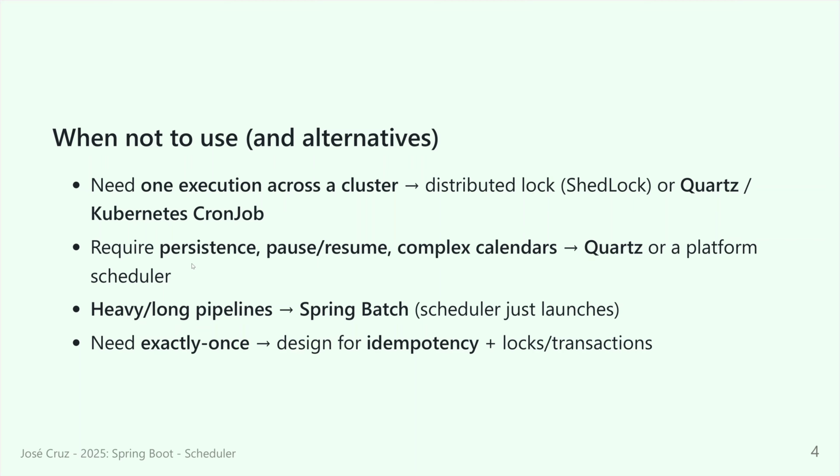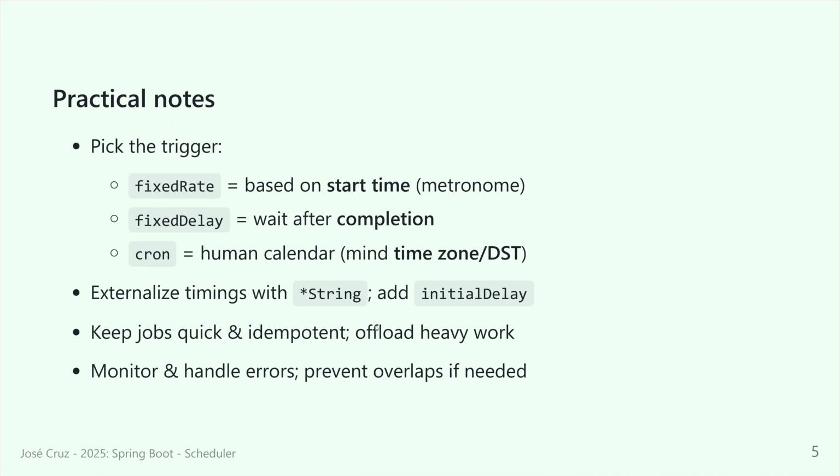Imagine that you require persistence, pause, resume, complex calendars. Quartz, that's the technology, or one of the technologies to use. This is quite popular. Heavy, long pipeline, Spring Batch, it's different. Remember, again, the Scheduler is only about executing a method once in a while. So, practical notes: pick the trigger. There are a lot of them. Today we'll be targeting fixedRate, fixedDelay, and Cron. Cron is quite popular. It's not related to Spring, but you can use it inside Spring. It's a way to schedule things even in Linux, Windows, or any other operating system.